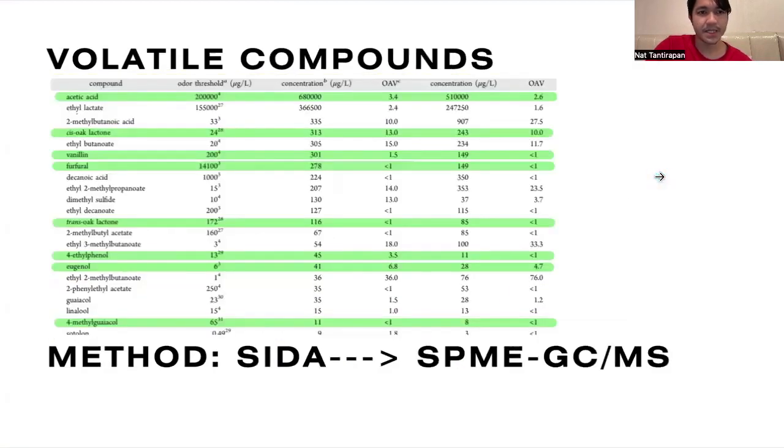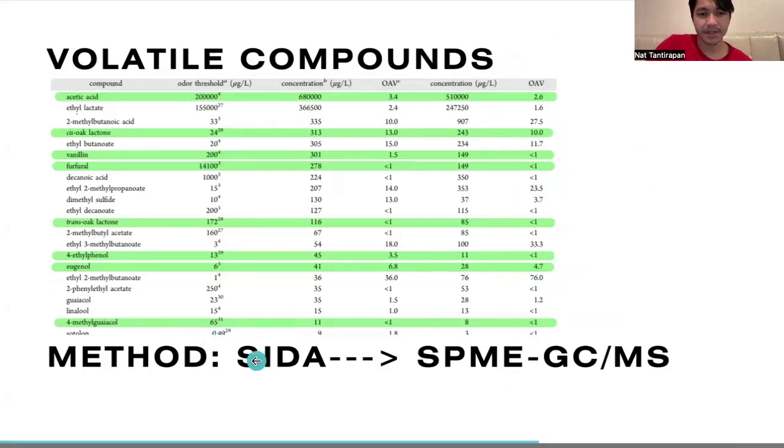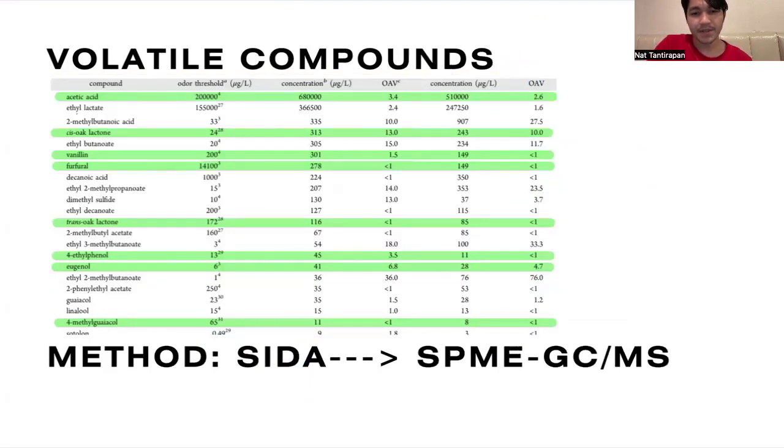Lastly, we'll be discussing the volatile compounds. In many cases, these volatile compounds can be quantified with other methods. However, the paper they referenced used a stable isotope dilution assay, followed by SPME, solid phase microextraction, and gas chromatography to mass spectrometry. Some things to include here are that they initially used solid phase extraction coupled with solid phase microextraction since they had some issues with the extraction efficiency of the compounds.